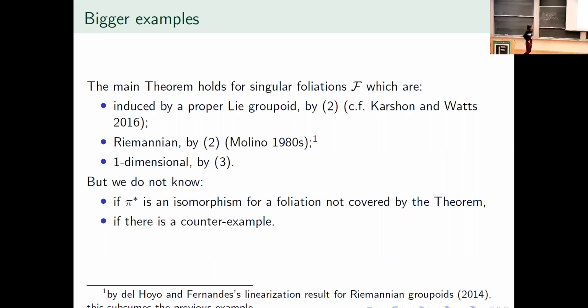So there's two big, well, big for me, I guess, unknown questions here. So first, I don't know of an example where pi star is an isomorphism and it's not covered by this theorem. So I don't know of a singular foliation that's not one of those 3 types earlier where pi star is still an isomorphism. And bigger than that, I don't know if there's a counterexample. It would be, I think, interesting if there was one, what type of foliation that would look like. And I'm not sure.